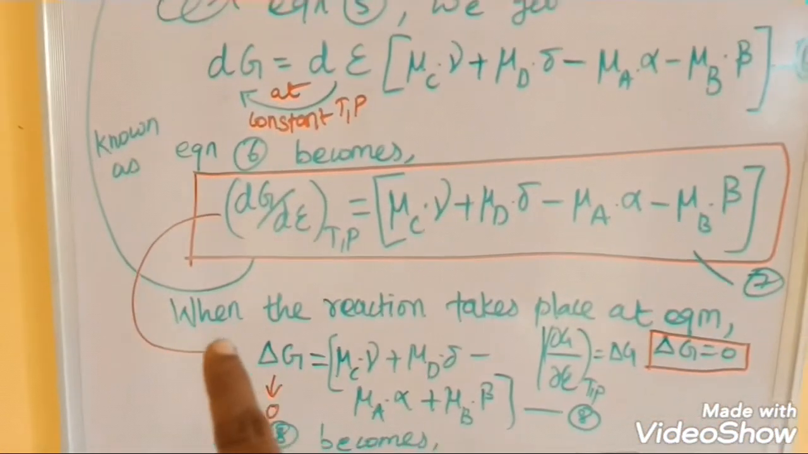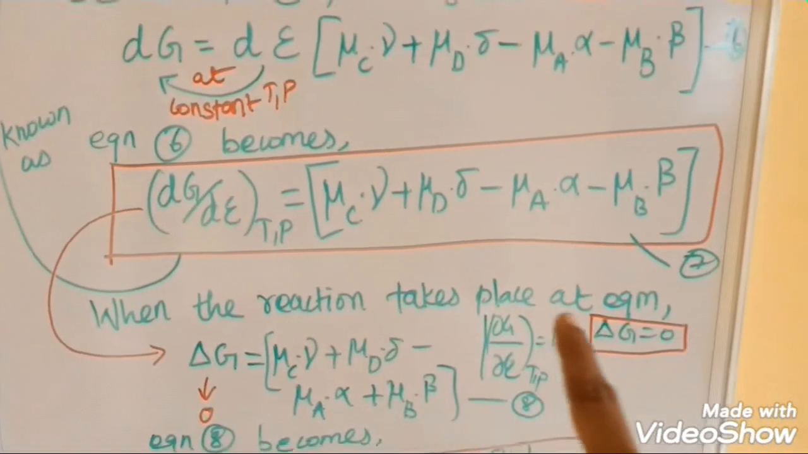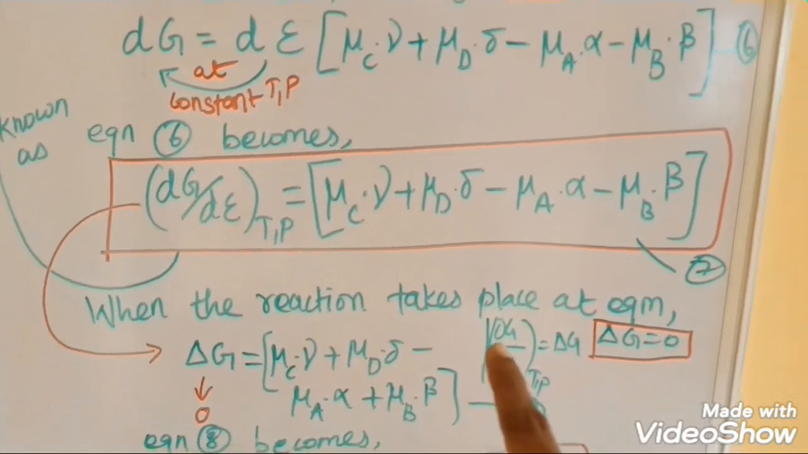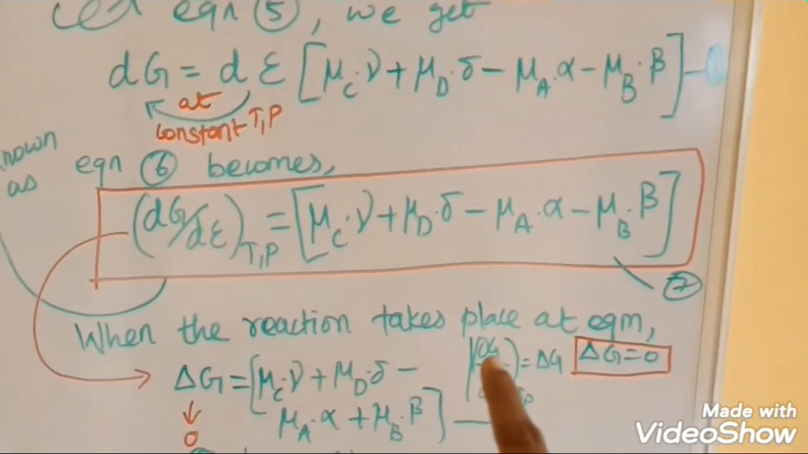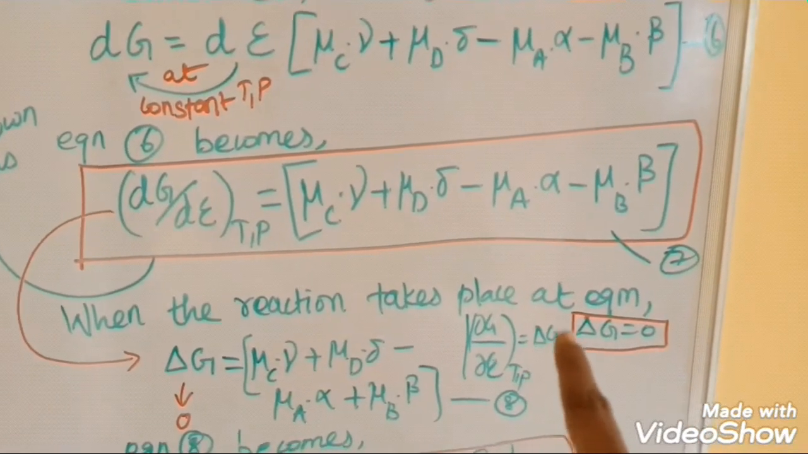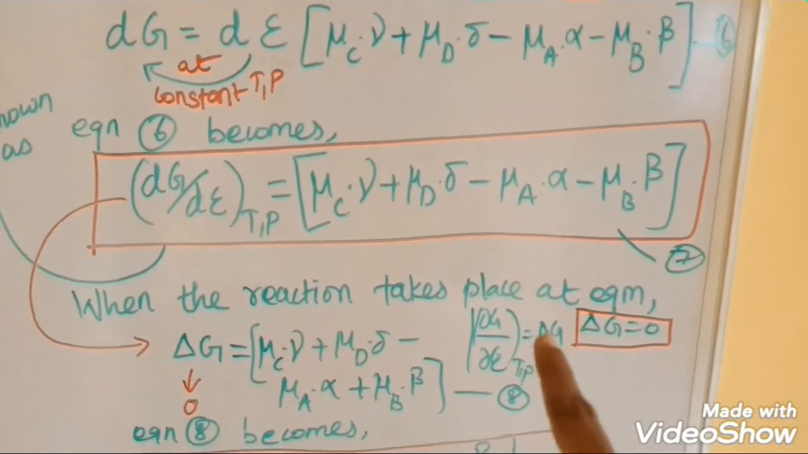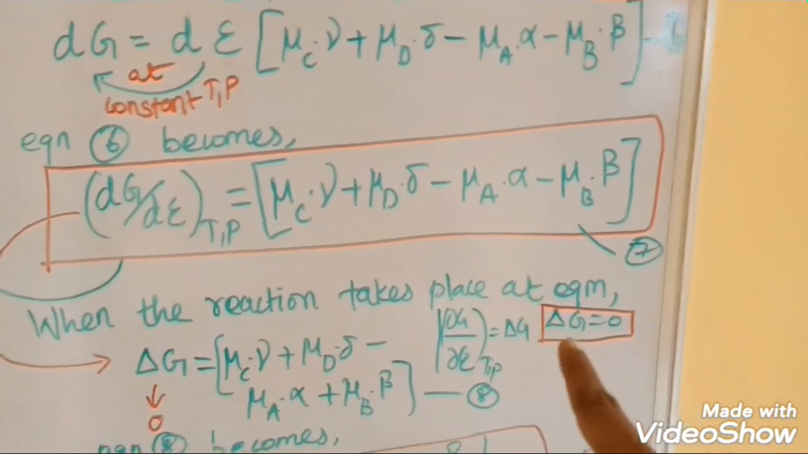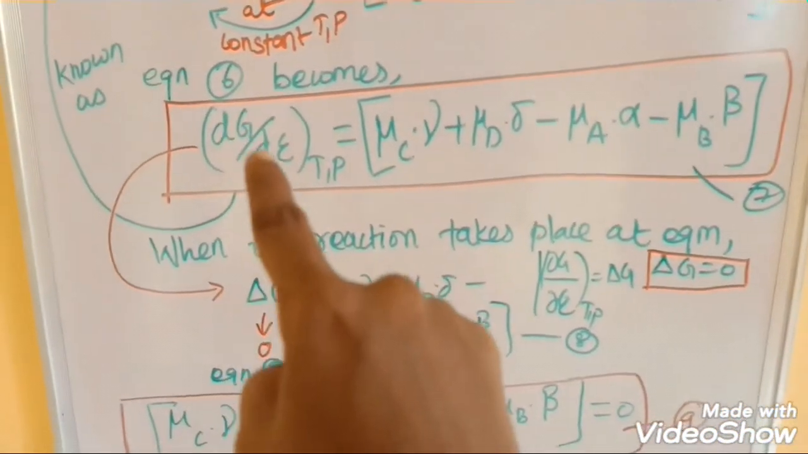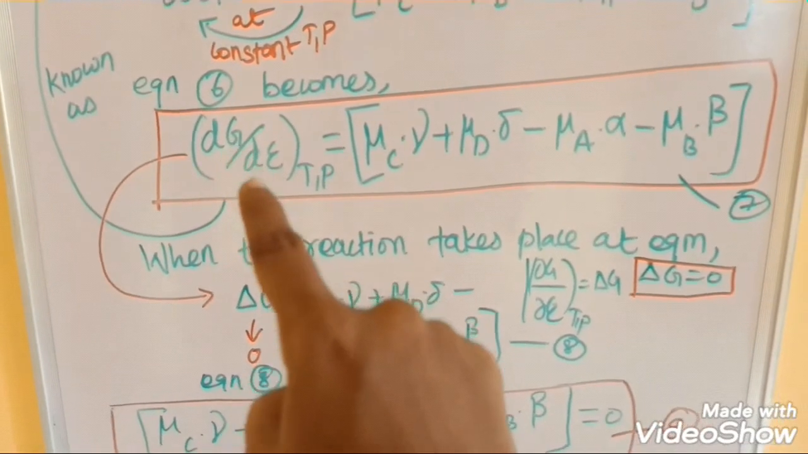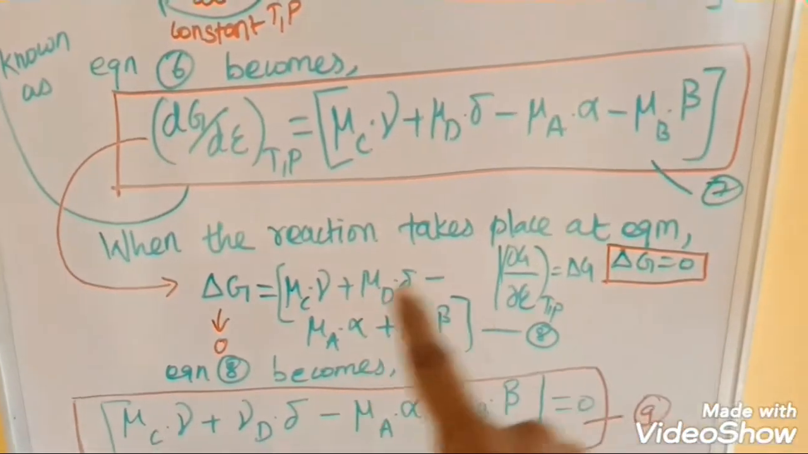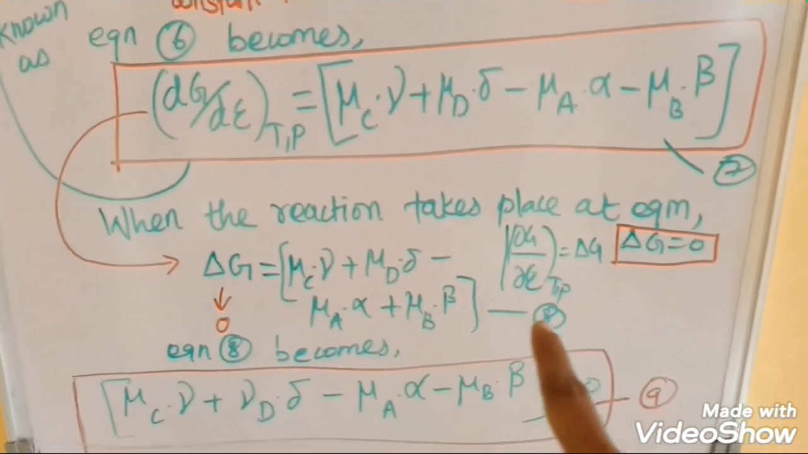Okay, so when the reaction takes place at equilibrium, we knew already that dou G divided by or dG, both are the same. So dG divided by dE is equal to, we knew already, delta G. Overall the free energy change we simply noted as delta G. At the equilibrium state this delta G value is 0. Now put delta G value instead of dG divided by dE and write the remaining values here. This is equation number 8.